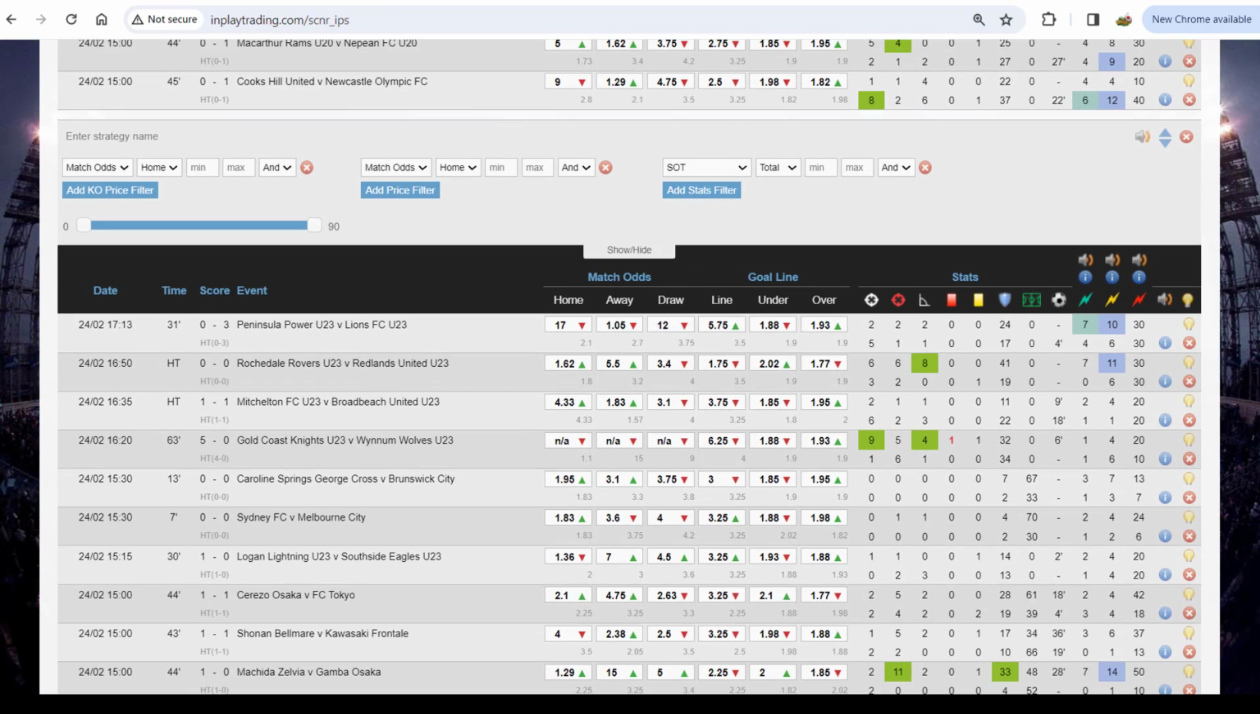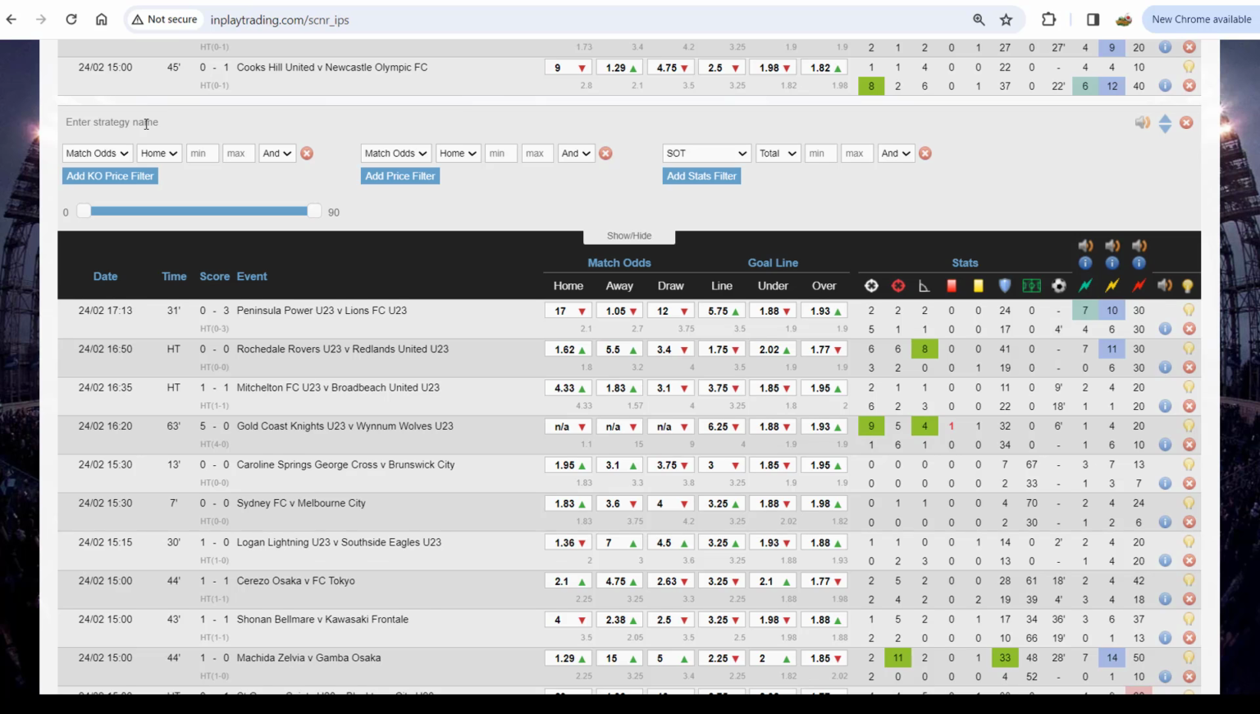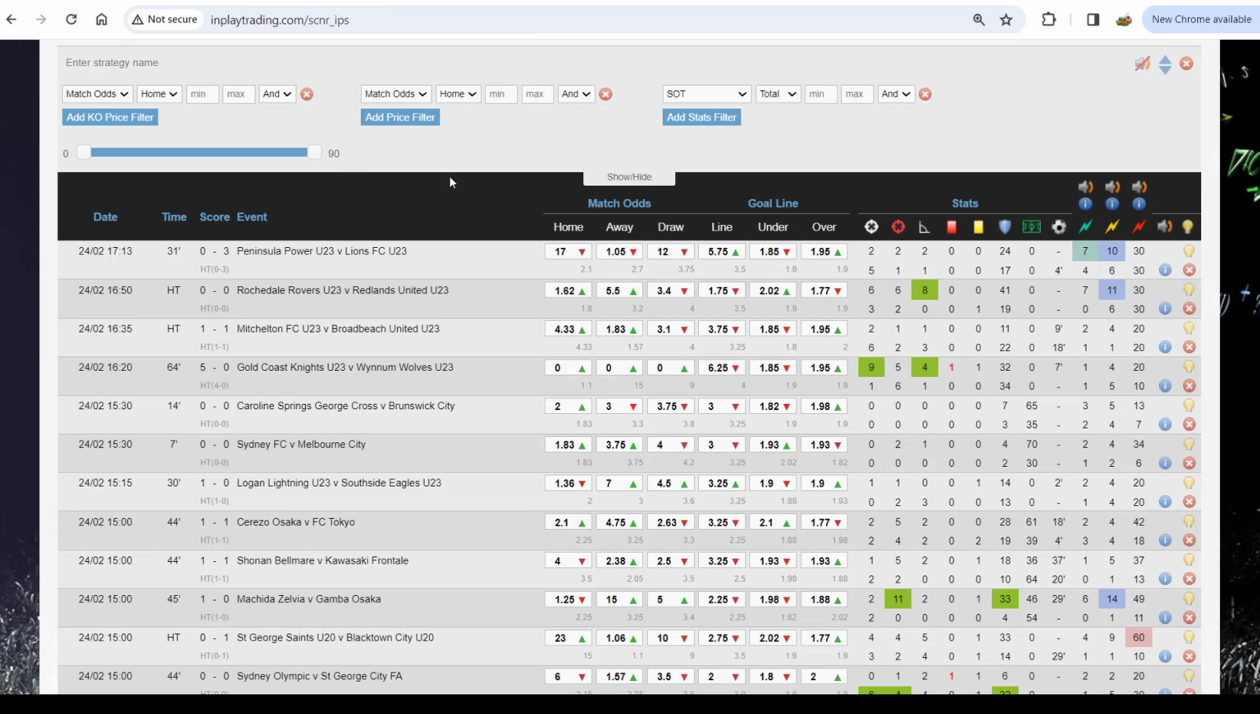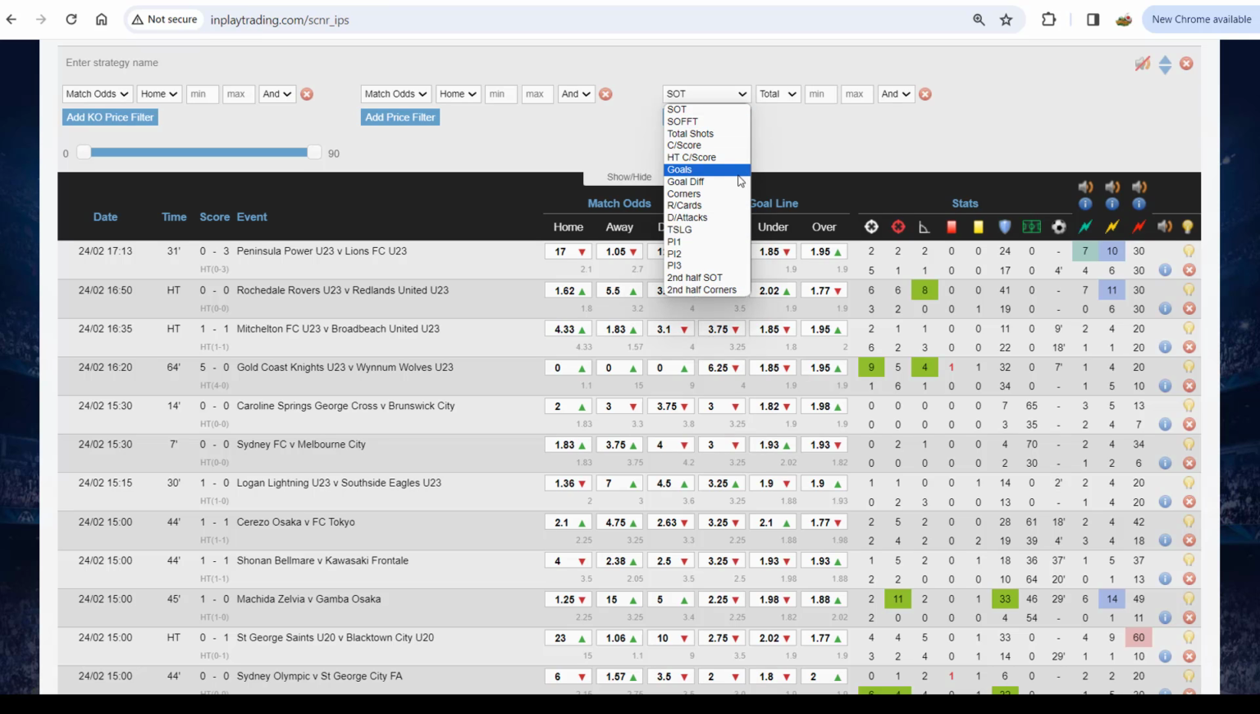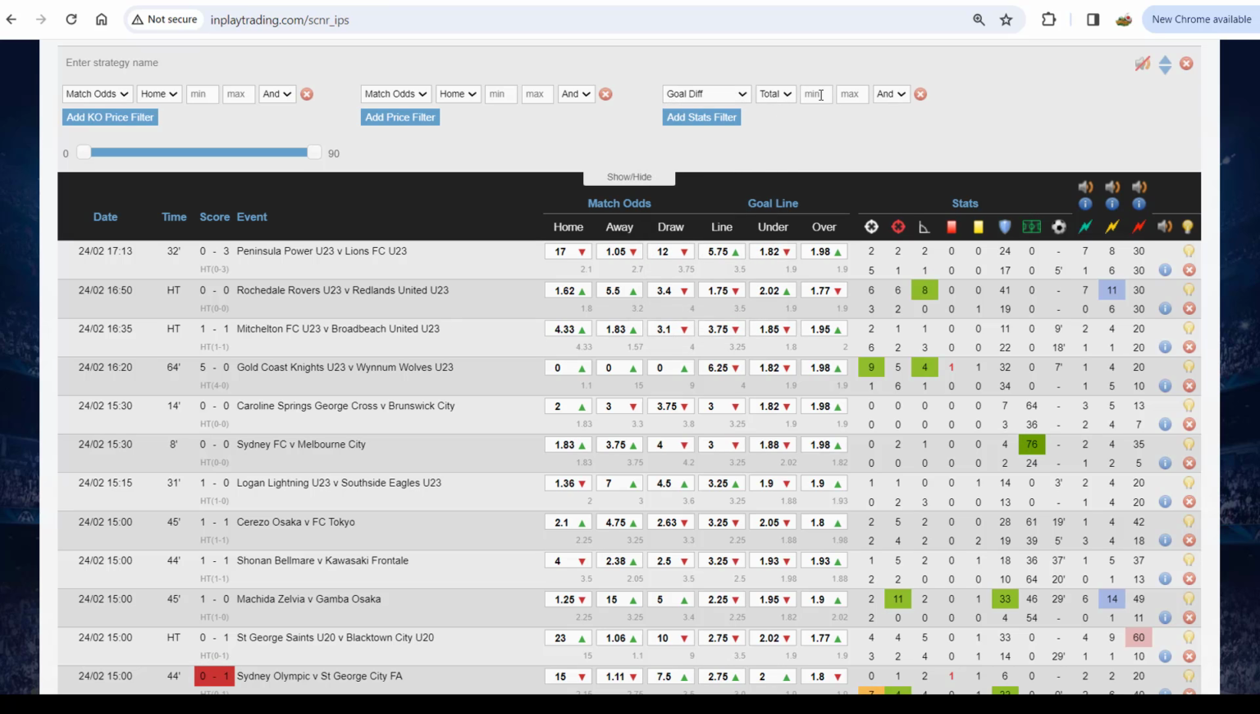and then I will get a new blank scanner at the bottom here. And with the new strategy, I can choose to say, I just want to see games that have no goals in them, that are 0-0. I only want to bet on those. So then you can do that by using a goal difference filter. And if we want it to be a draw, then we want a goal difference filter of minimum or maximum 0. So we've added that.